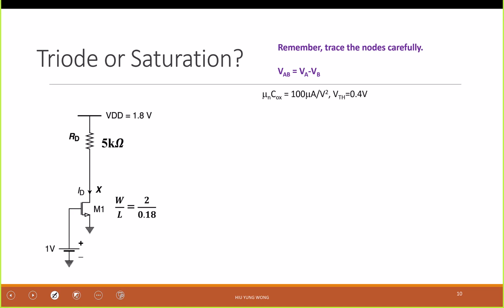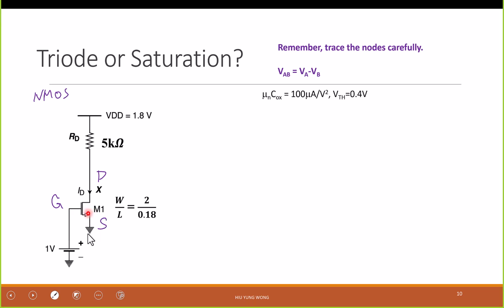Is this in saturation or in triode? Let's first recognize this is an NMOS. That is very important. I've been telling you, make sure that you know what device it is. This is NMOS because of this arrow pointing out. And then I need to ask myself, where are the terminals? This is gate, this is drain, this is source.